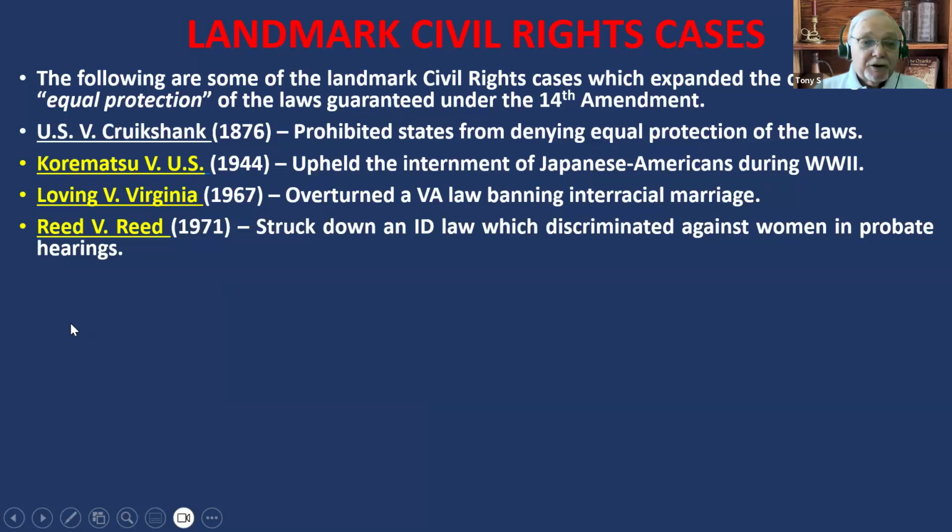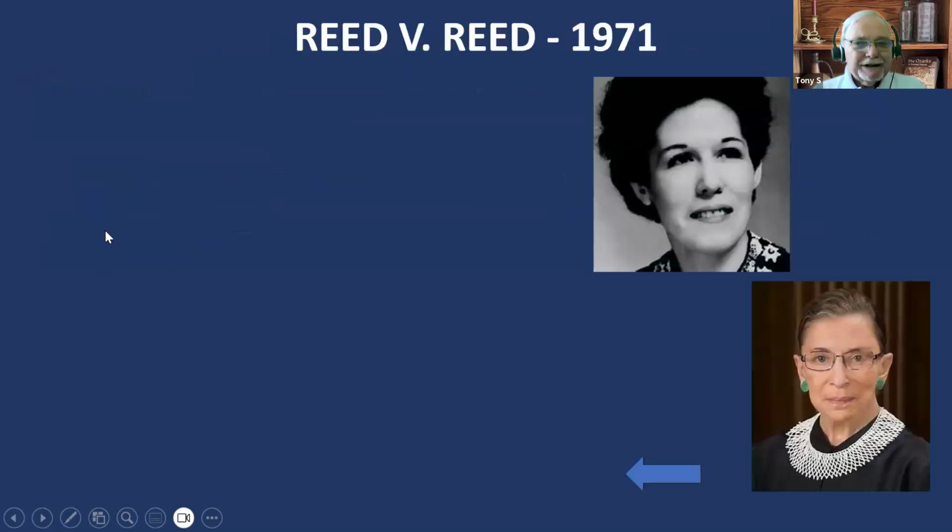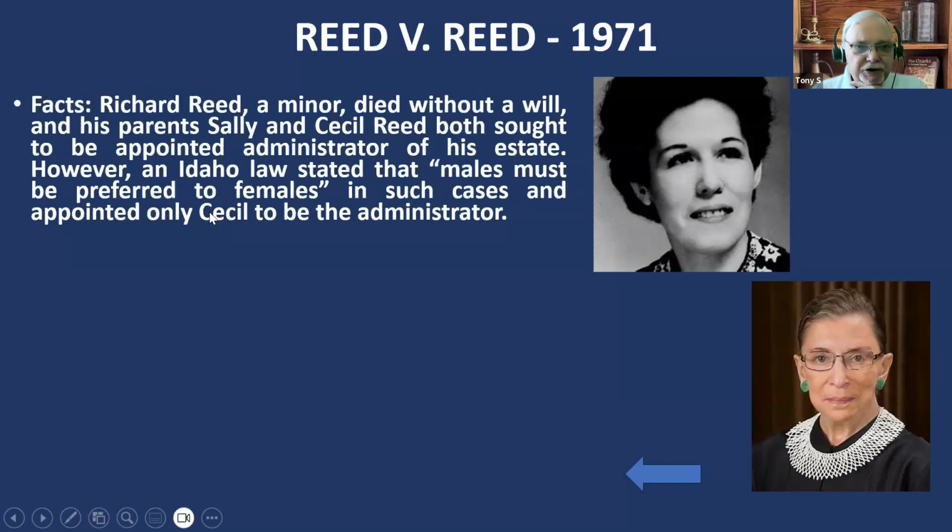Reed versus Reed, another really landmark case, which I bet most of you have never heard of, but I can guarantee you after I tell you about it, a lot of you will understand why it was a landmark case. It struck down an Idaho law which discriminated against women in probate hearings. So let's look at this. This is Mrs. Reed. And by the way, that was her lawyer in the case, which was Ruth Bader Ginsburg. She was a brand new female lawyer at the time. Ultimately, of course, she became a member of the United States Supreme Court. And she took the case and sued.